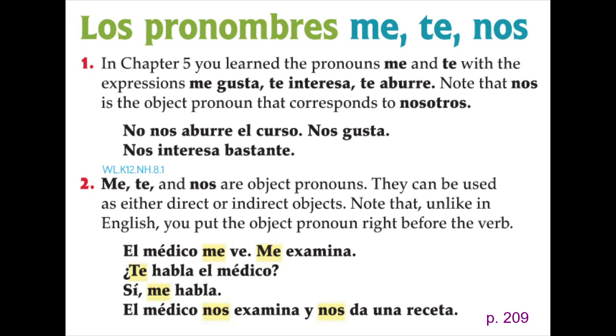Me, te, and nos are object pronouns. They can be used as either direct or indirect objects. Note that, unlike in English, you put the object pronoun right before the verb. So this is quite different from English. In English, our pronoun will always go after. It interests me. El médico me ve, me examina.